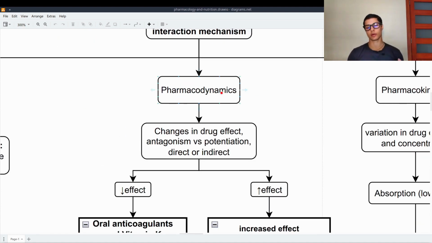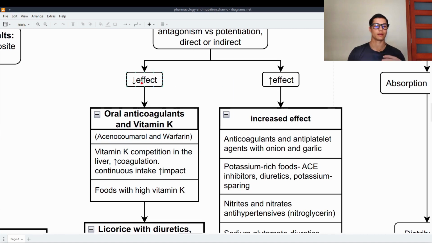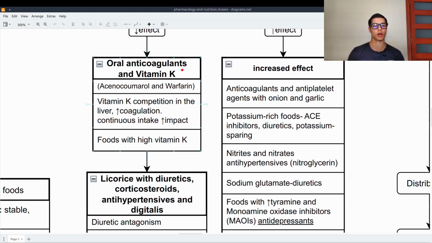Moving on, we have the pharmacodynamics, which are the studies of the changes in the drug effect. We talk here about antagonism and potentiation of the drug, direct or indirect. So here, drug effect is the main deal. We can lower the effect: oral anticoagulants and vitamin K. Acenocoumarol and warfarin are anticoagulants that will interact with vitamin K, because vitamin K is a procoagulant. Vitamin K competition in the liver increases coagulation.